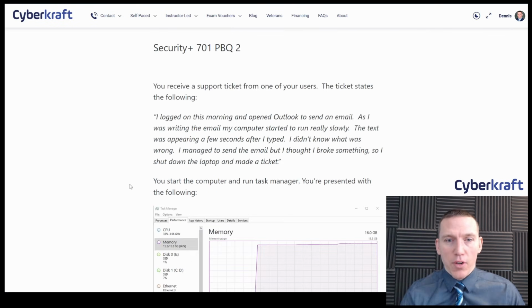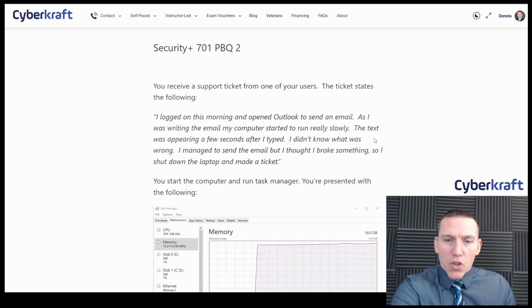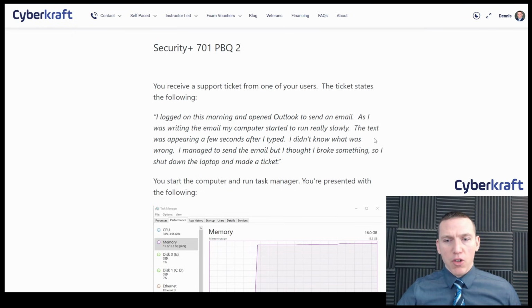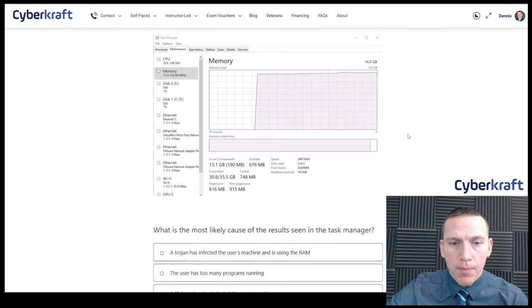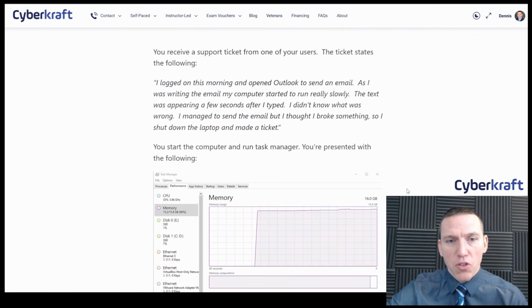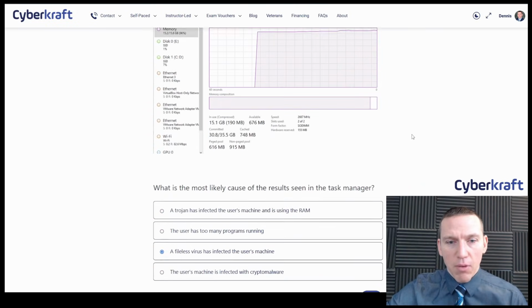And let's see if there's any indication of a Trojan. It says they opened Outlook to send an email. I don't think it says anything about the user's gender. Because they're using Outlook, does that mean the user opened an email here? You're writing an email, and the computer started to run really slowly. Now, if the user opened an email, maybe it'd be a Trojan, but we don't see anything about that. So I think the most likely cause here would be the fileless virus. The Trojan is also a very good answer, I just don't see anything in the question telling us it's a Trojan. If this happened after the user opened an email, then I think it would be a Trojan. But I think I'm going to stick with fileless virus.